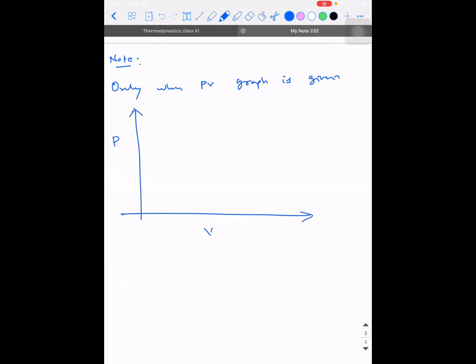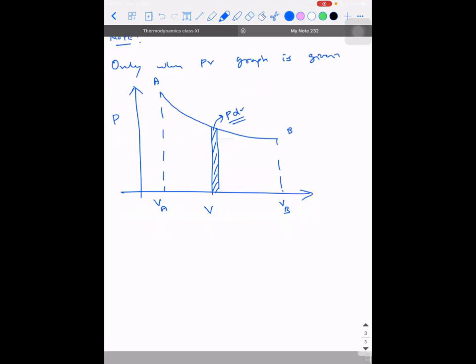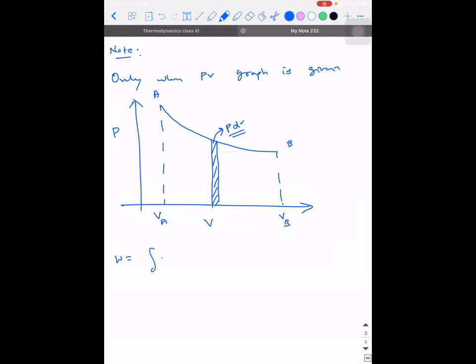P is on the Y axis and V is on the X axis. If there is a process like this from A to B, where here the volume is VA and here the volume is VB, then if I take a small portion here, the small portion will be PdV. Work done will be the integral of PdV from where to where? VA to VB.